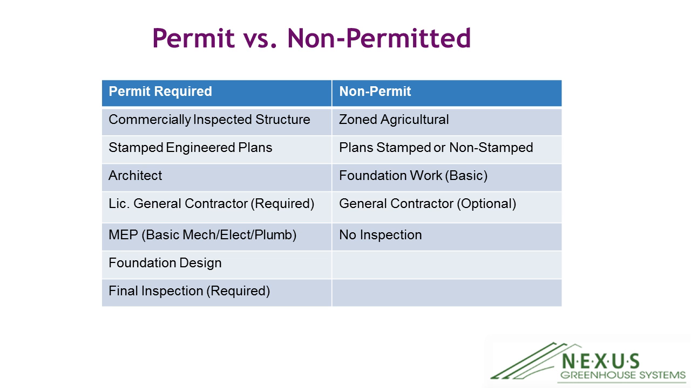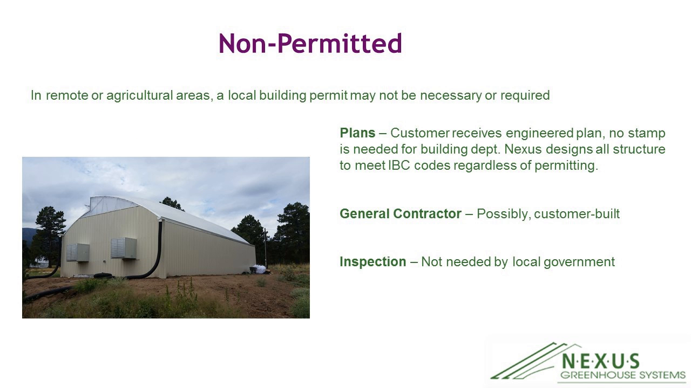Sometimes the licensed general contractor will take on this responsibility instead of the architect, but sometimes they work in conjunction. You'll have to have a foundation design, which will coordinate work between the geotechnical engineer and Nexus's engineers. And then finally, you'll have to pass an inspection. So there are quite a few more steps for a permitted structure. However, most guys are finding that that's the category they fall into. Yep, absolutely. So here we break it down just a little bit further, just to make sure we simplified it and covered the topic. So in remote or agricultural areas, a local building permit may not be necessary or required.